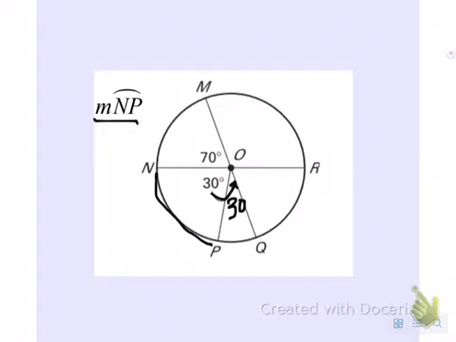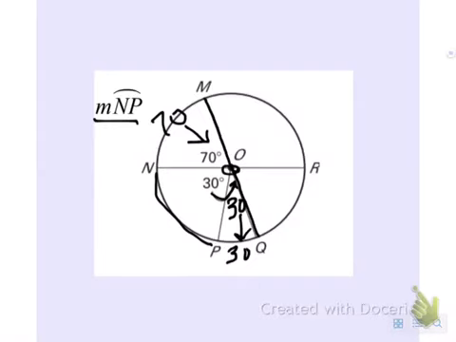Now remember, from M to N is going to be 70 because its central angle is 70. And from P to Q is going to be 30 because its central angle equals 30. Right here is the diameter because it goes through the center. I know that that gives me 180 degrees.